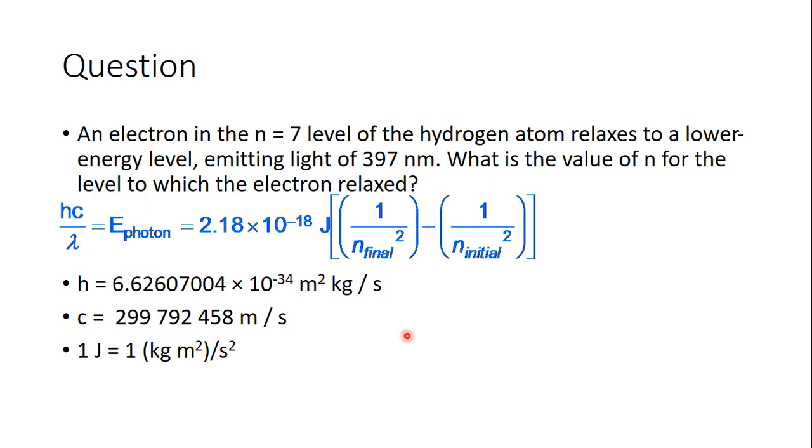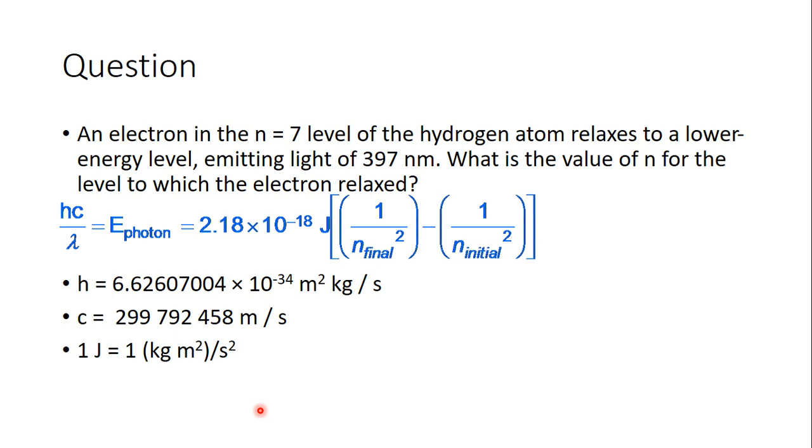So using that knowledge, let's say we have an electron that's at energy level 7, or n equals 7, in a hydrogen atom, and we relax to a lower energy level. The light that we emit is 397 nanometers. So the question is, what energy level did we relax to? Here are the constants you need to know. I have the joule here in scientific units. So all the information you need to solve this is on this slide. So take a few minutes, see if you can solve this. Come back to the video when you have an answer.